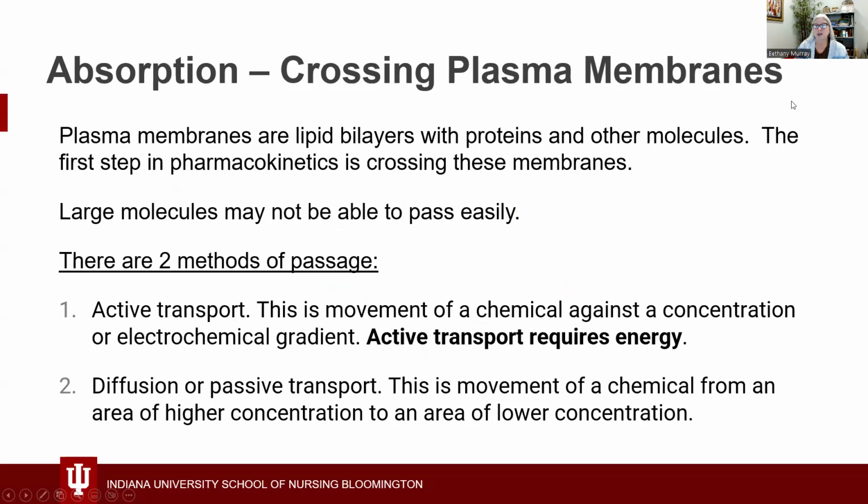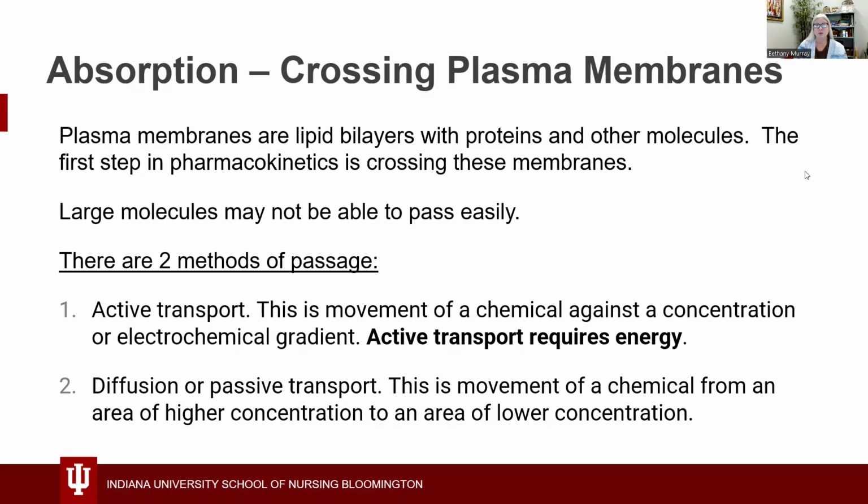In absorption, medications have to cross plasma membranes. Plasma membranes are lipid, and anytime you see the word lipid, this means fatty acid or fat soluble. So they are lipid layers that contain proteins and other molecules. The first step in absorption is crossing over these lipid barriers. Large molecules may not be able to pass easily through these barriers, so they may need a little bit of extra assistance or push to get through a lipid barrier.